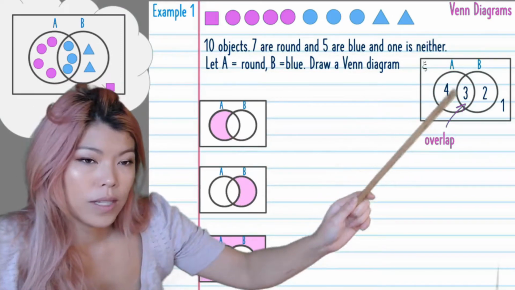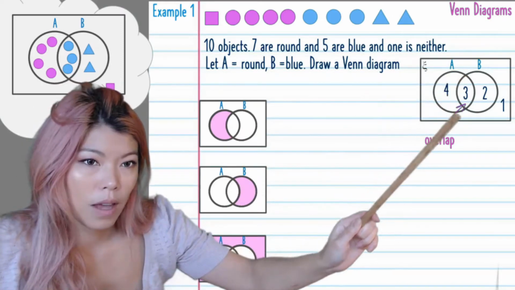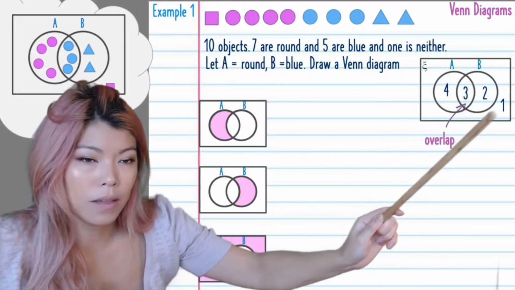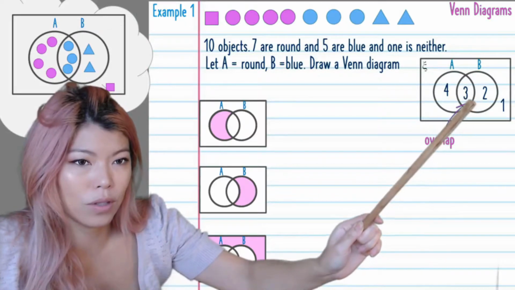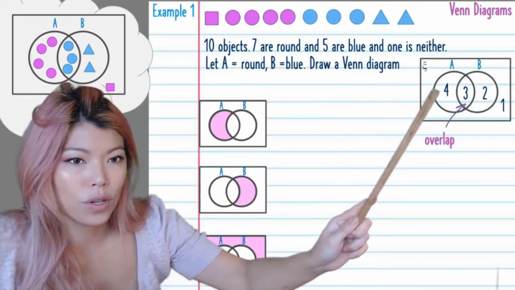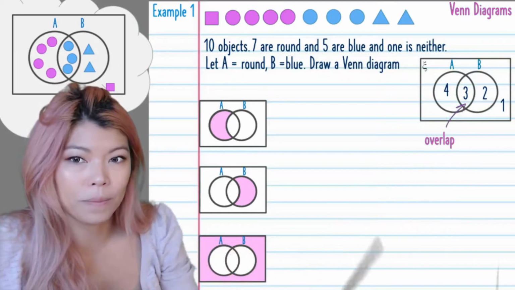So when we describe A, we describe that 4 and 3. When we describe B, we describe the 3 and the 2. When we describe the intersect, it's the middle, the 3. When we describe union of A and B, that's 4, 3, and 2.